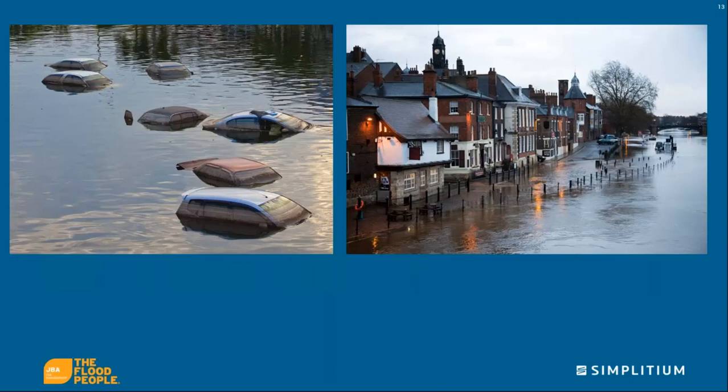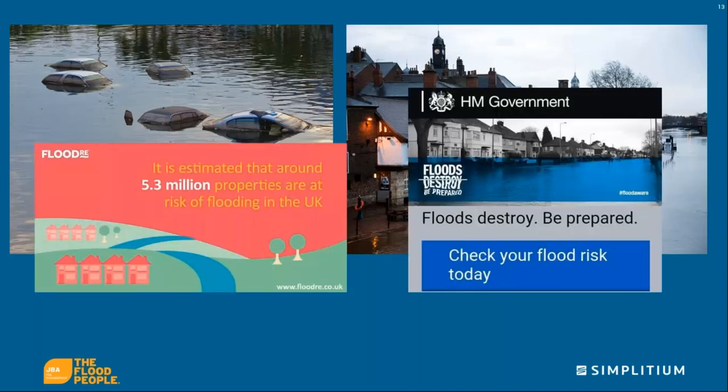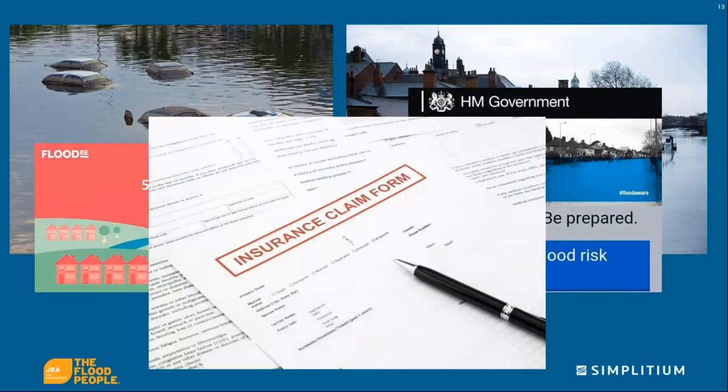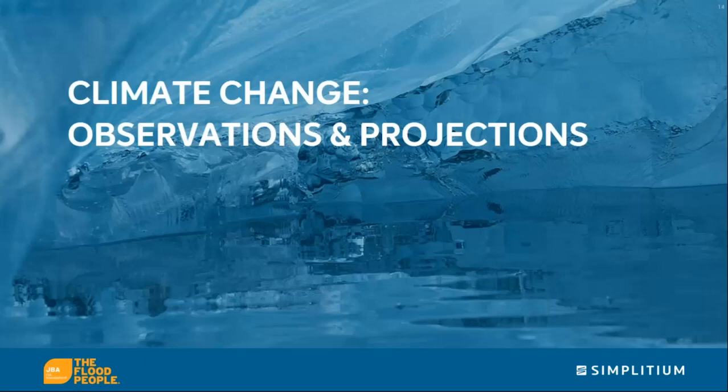We have experienced an increase in extreme events recently, and projections suggest that this trend is set to continue in the future. Now, with stats such as those on the screen that you can see now of around 5.3 million properties at risk, this will have a knock-on effect on our industry, and not only the properties at risk, but also the number of claims that we also have coming through.